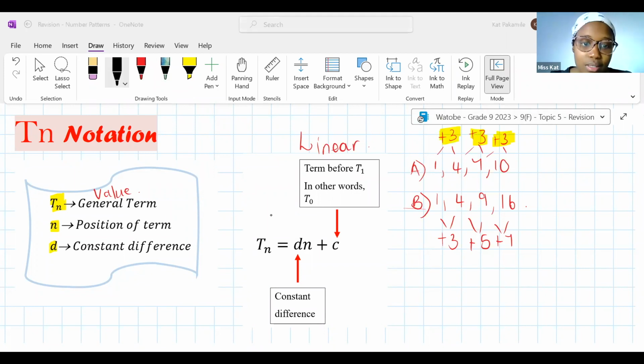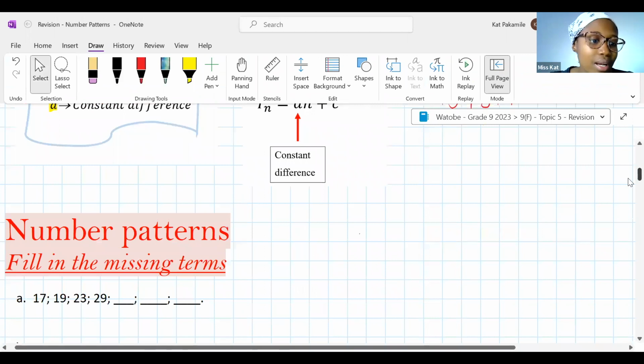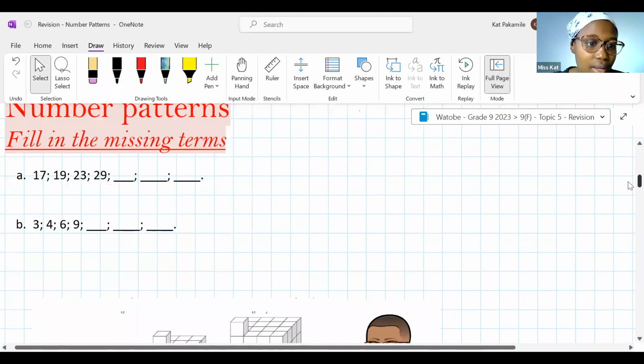So in this number pattern formula that we're going to use, D is a constant difference and C is the same as T0, which means it's the term before term 1. Okay, hoping we all remember this. We just did this. So let's fill in some missing terms.